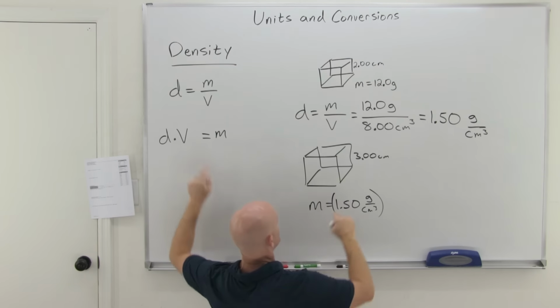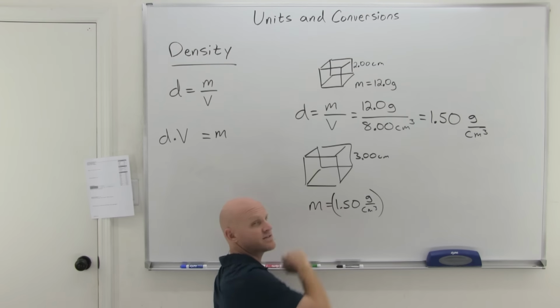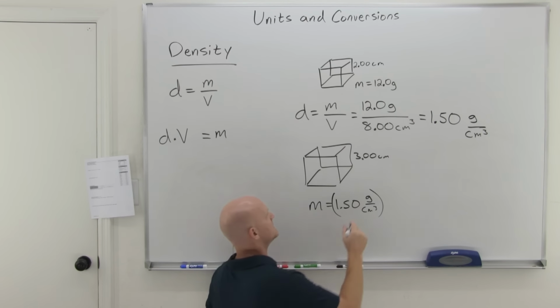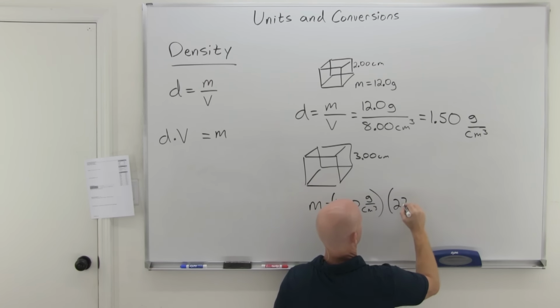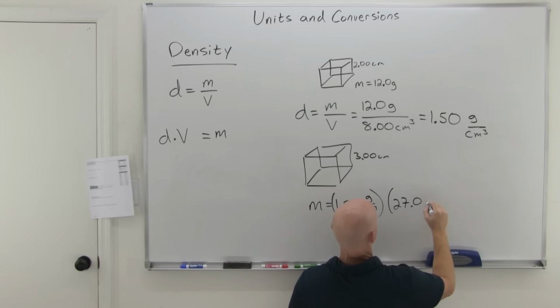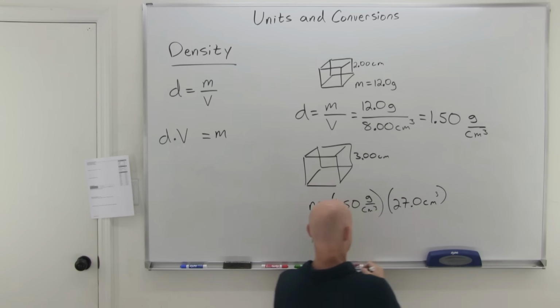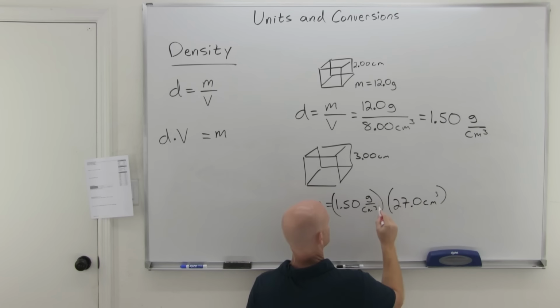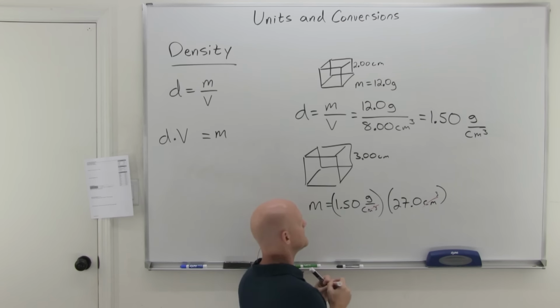So the volume is what we don't know, but again, this is a cube, and it's just side by side by side, so 3 times 3 times 3, which is 27.0 centimeters cubed. And notice your centimeters cubed are going to cancel, and your answer is going to come out in grams, just like it should.